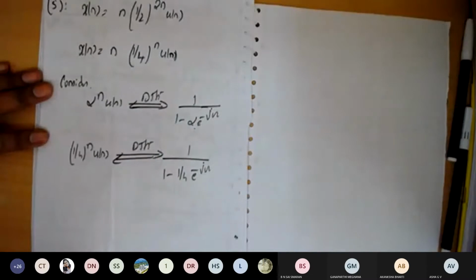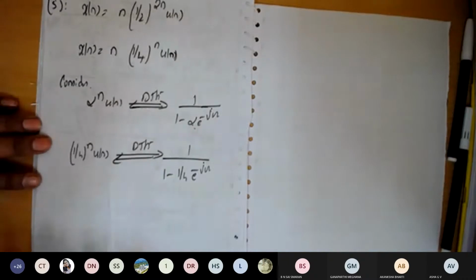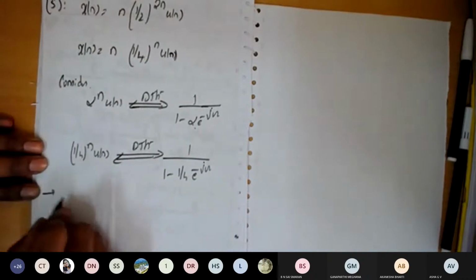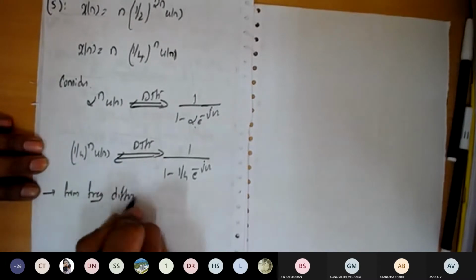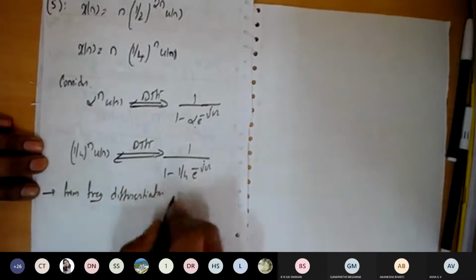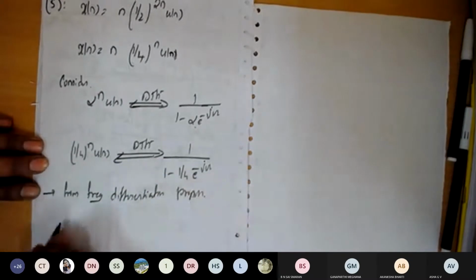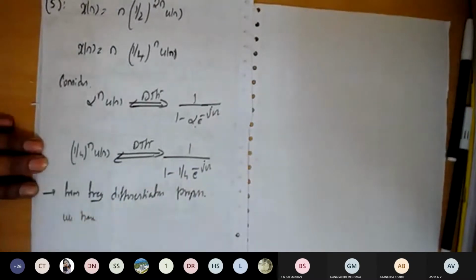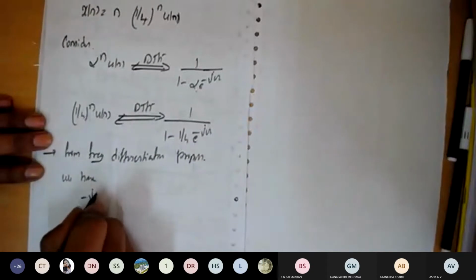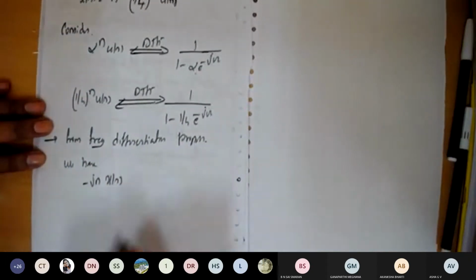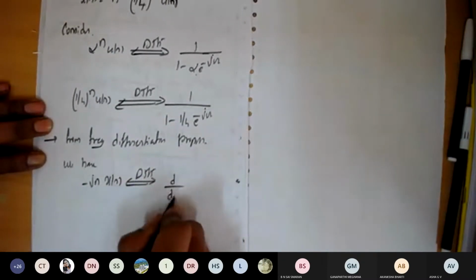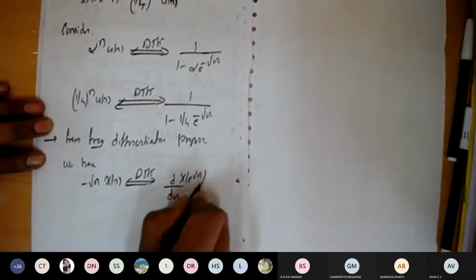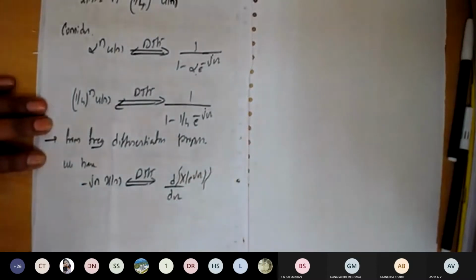Now the term n is missing here. So in order to evaluate this n, what we shall do is go for the frequency domain differentiation. So from the frequency differentiation property, we have minus j into n into x of n, the corresponding DTFT is equal to d divided by d omega of X of e to the power of j omega.